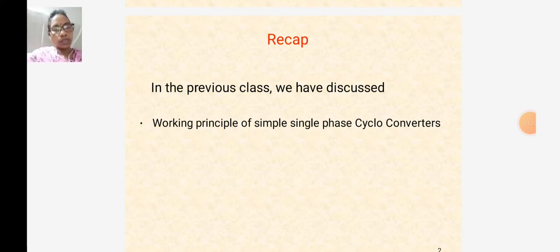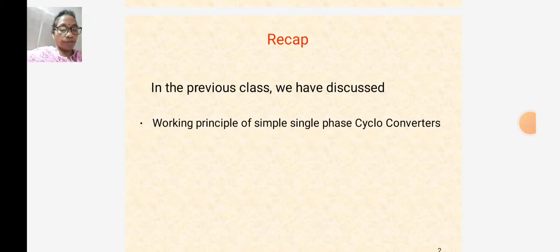Cycloconverters are mainly of two types: step down cycloconverters and step up cycloconverters. In step down cycloconverters, the output frequency F0 is lower than the supply frequency Fs, means F0 less than Fs. In step up cycloconverters, the output frequency F0 is more than the supply frequency Fs, means F0 greater than Fs.